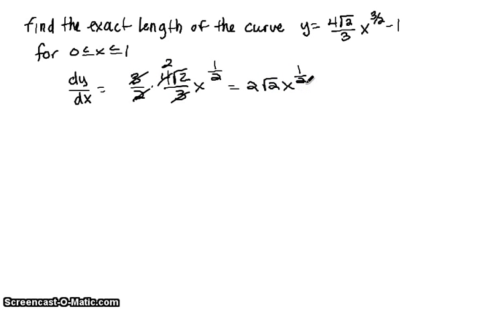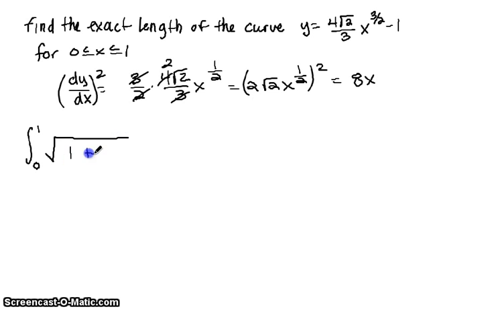But if we think about the arc length formula that we want to use, it's not dy dx that we're worried about, it's (dy dx) squared. So if we square this, we get 2 squared is 4, square root of 2 squared is 2, multiply those together, we get 8. X to the 1 half squared is just going to be x. So when we find our arc length, we're going to want to go integral from 0 to 1 of the square root of 1 plus 8x with respect to x. So we need to rewrite that as (1 plus 8x) to the 1 half power.